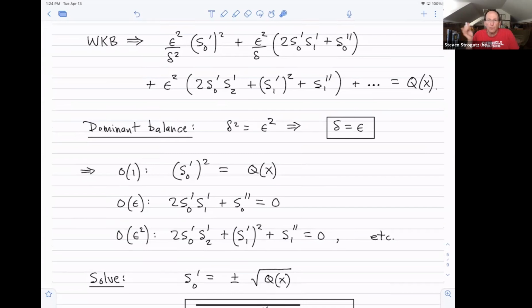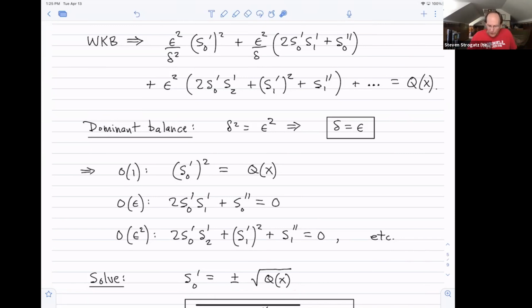Actually, there's 2 roots, right? There's plus or minus the square root of q. Keep in mind, we're solving a second order ordinary differential equation. So you expect the solution to be a linear combination of two functions. So better have 2 solutions to everything that we do. So we get S0 prime is plus or minus square root of q. And we don't know anything about q other than that it's not 0.